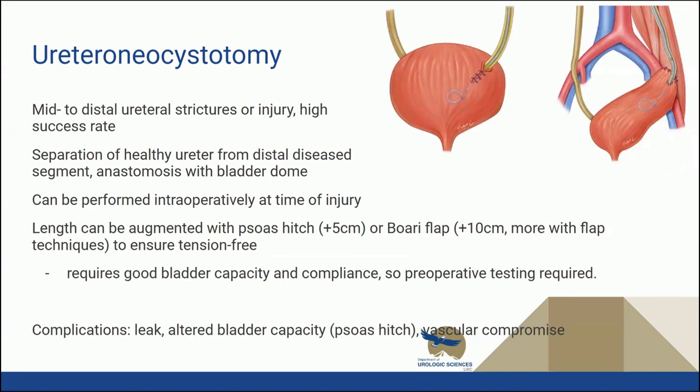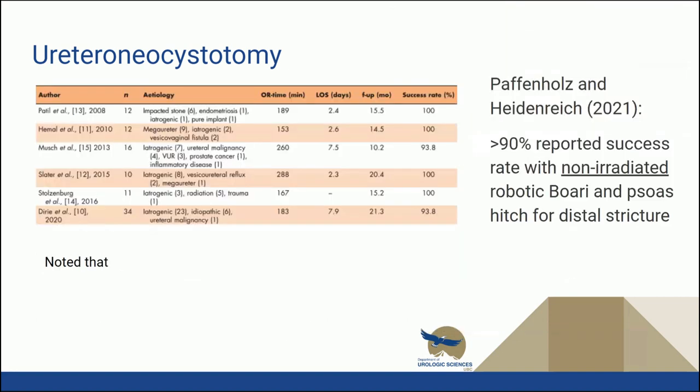So a ureteral reimplant or a ureteral neocystotomy, it's a good technique and it could be used in conjunction with a psoas hitch or a Boari flap to augment the length of the repair. It requires good bladder capacity and compliance, so preoperative testing is required prior to these operations, but typically has a very high success rate, as we'll describe here.